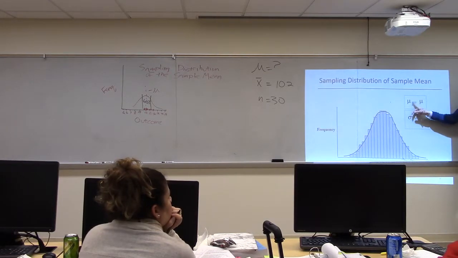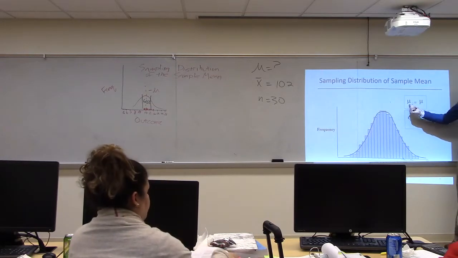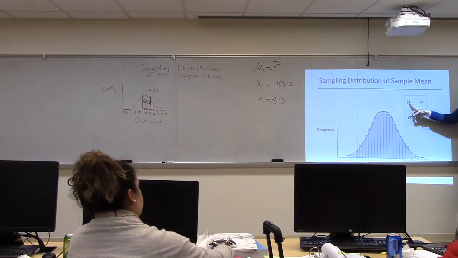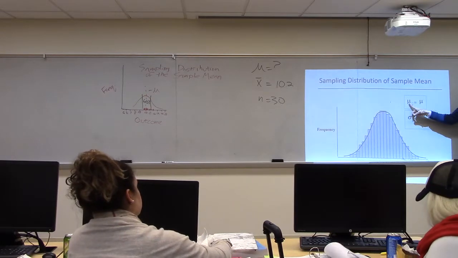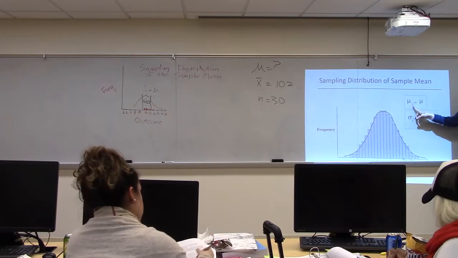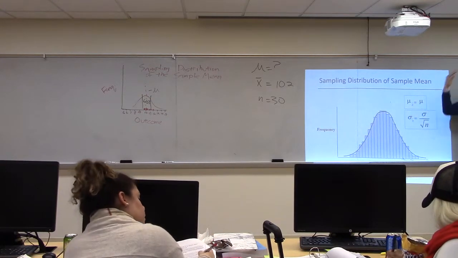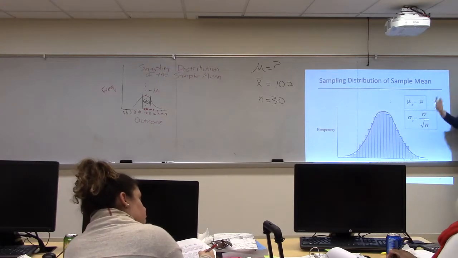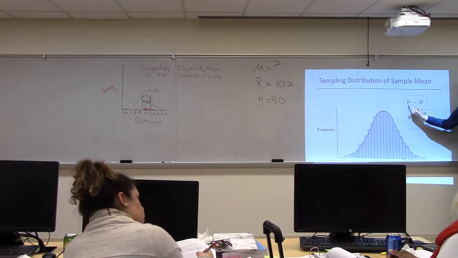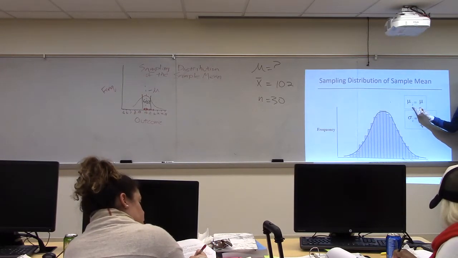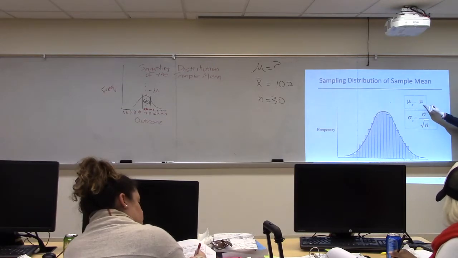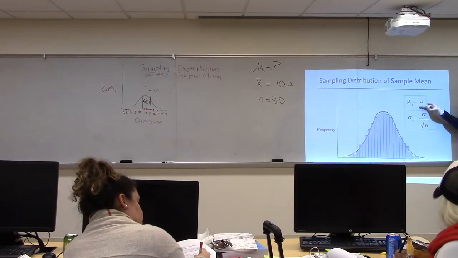So let's look at this notation in these terms. Remember, this mu means mean. But this mu has a little subscript with an x with a bar over it. All right, so that's read as mean of the sampling distribution of the sample mean equals true population mean. This is the symbol for the true population mean.